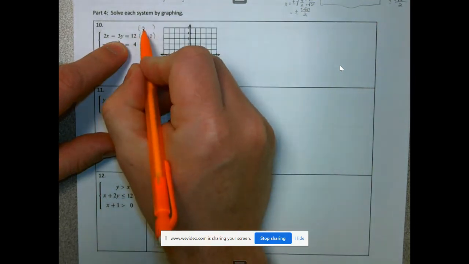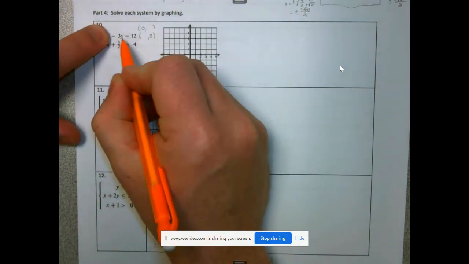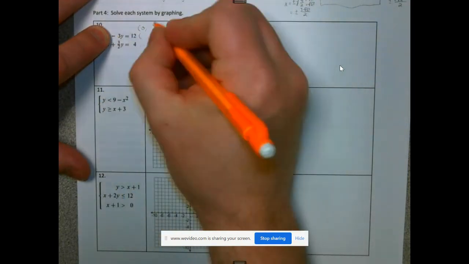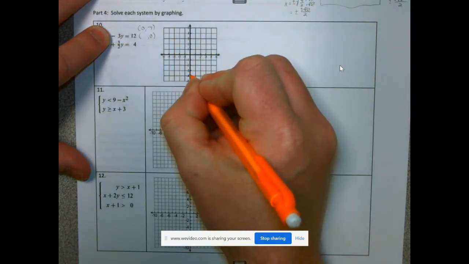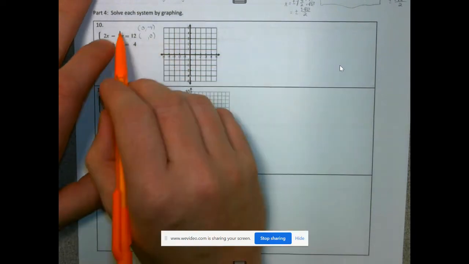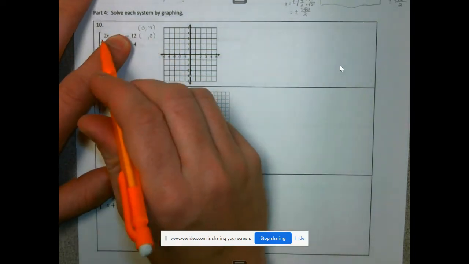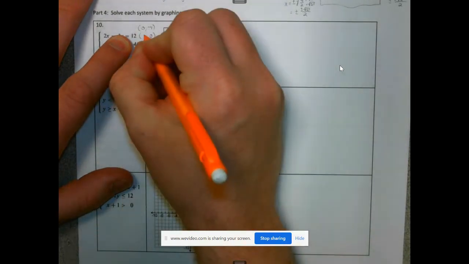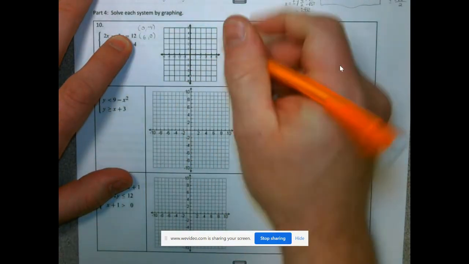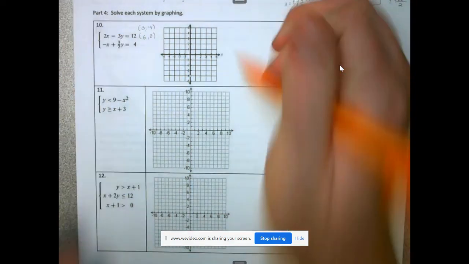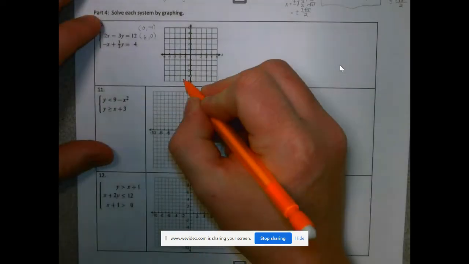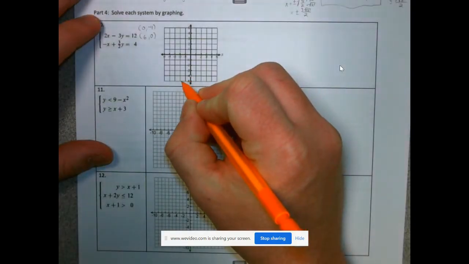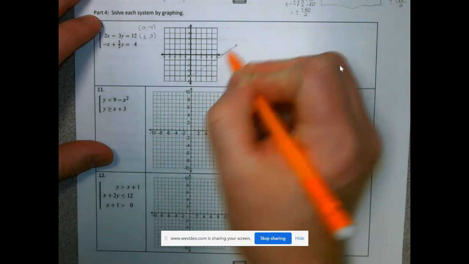So if x here is 0, this part goes away, and you divide by negative 3. 12 divided by negative 3 is minus 4. So you have 0, minus 4. And then if y is 0, this whole term goes away, and you're going to divide by 2, so you get 6. So 6, 0, which is not on here. So we'll go off just a little bit. And then we can connect those lines right there.